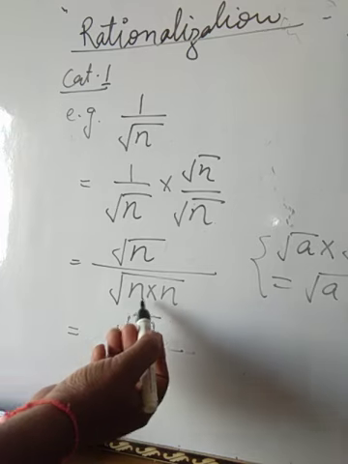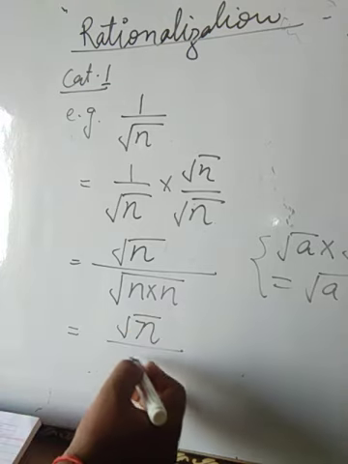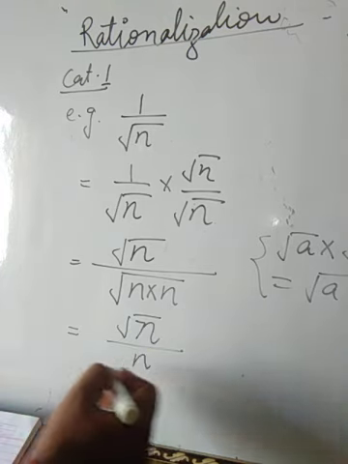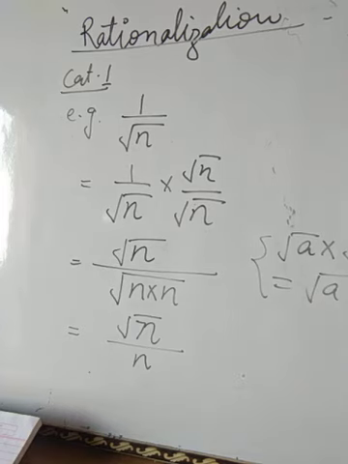Finally you may write this as root n upon n, since the square root of n into n is n. For example, to find the square root of 4 you write root 4 equals under root 2 into 2, and the square root is 2, right? This is one method.